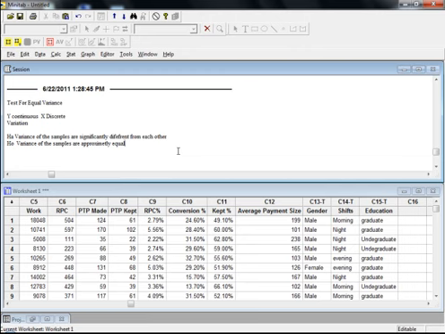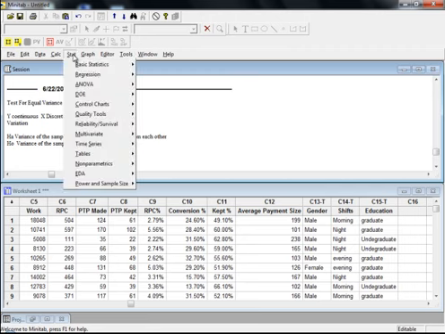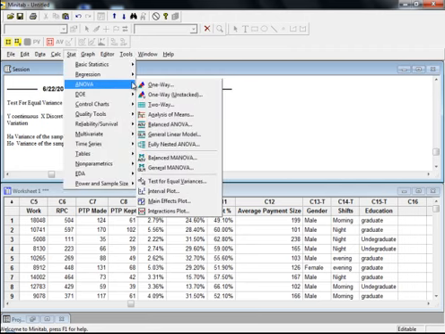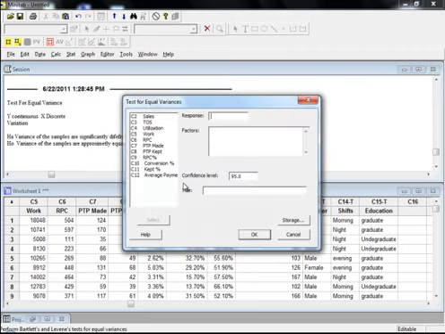Whenever you want to conduct this test for equal variance, the navigation path would be: go to Stat, in Stat go to ANOVA, and then go to Test for Equal Variance. You can see here: Stat, ANOVA, Test for Equal Variance. This is the path you will have to choose. Now go to Test for Equal Variance.